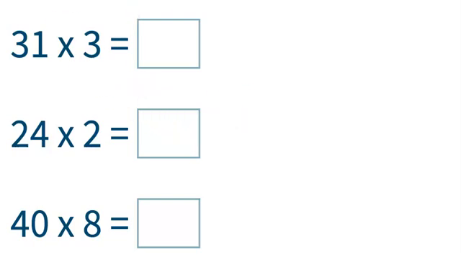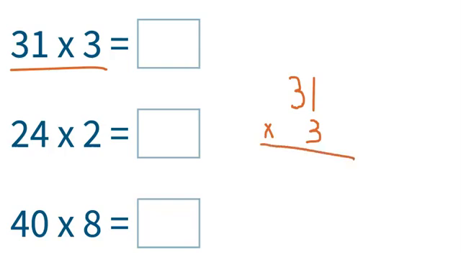So first we are going to start with 31 times 3. Now we know that 31 is the higher number, so we are going to put 31 on the top. And we are always going to put our single digit on the bottom because it's easier to see that we just have to multiply that once by each number on the top.